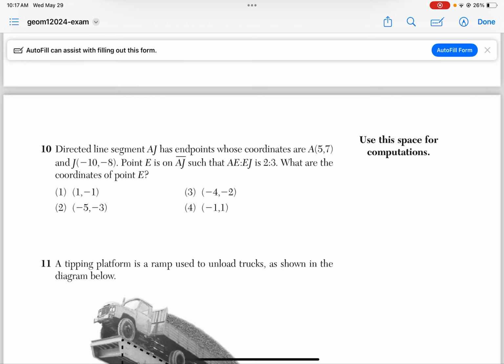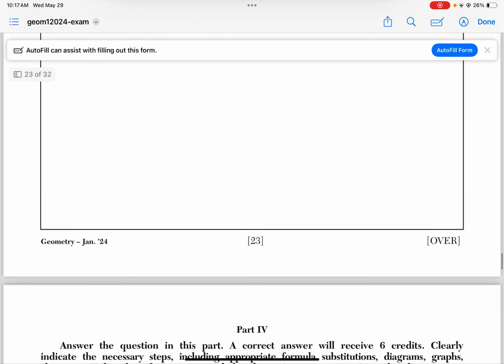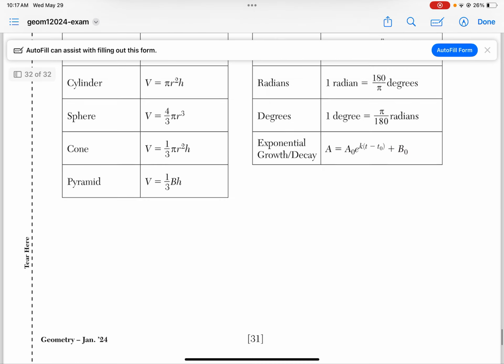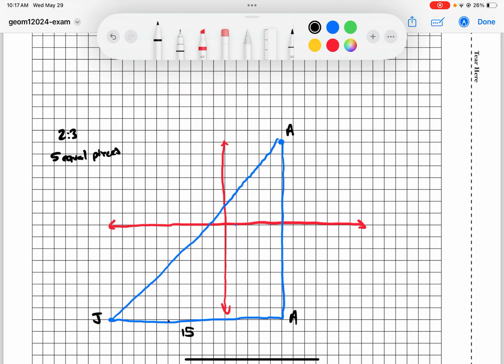So AE to EJ is 2-to-3. So I'm starting at A. So let's go back and label things a little more. That was A. That's J. I'm going to place a point somewhere on here so that AE gets 2 out of the 5 pieces and EJ gets 3 out of the 5 pieces.